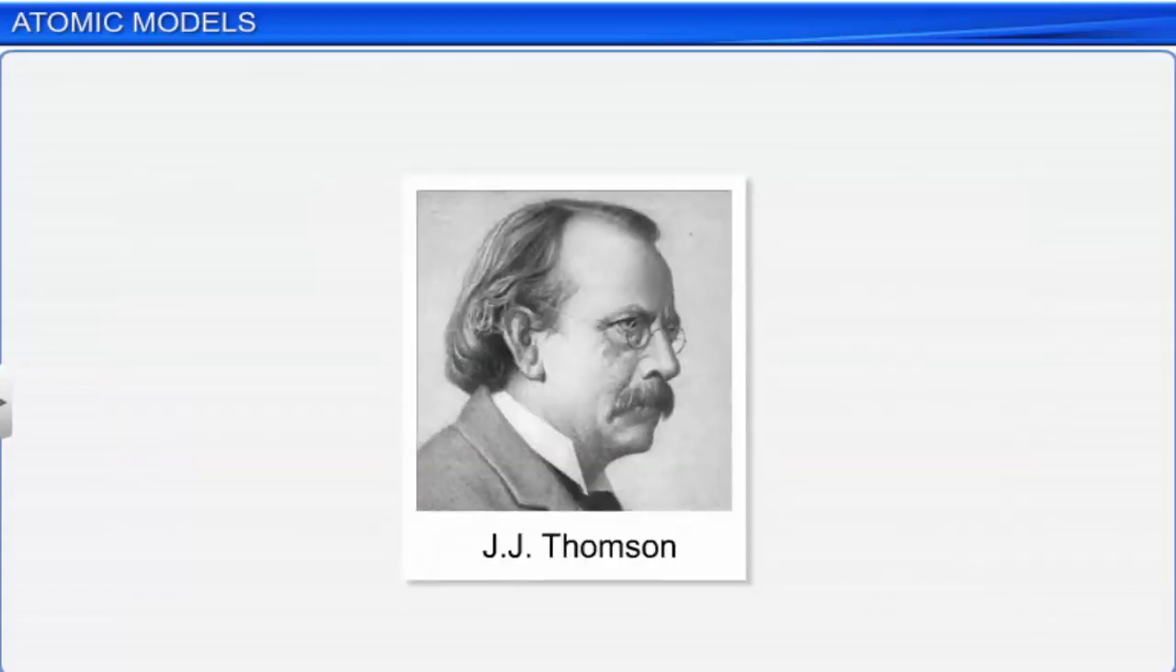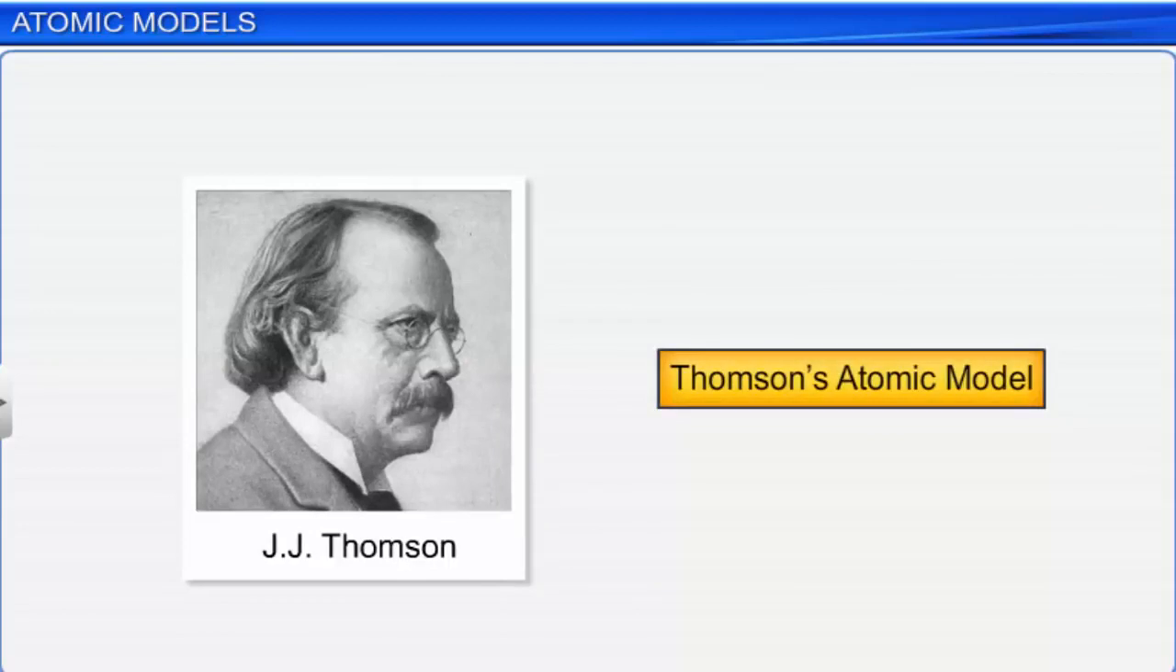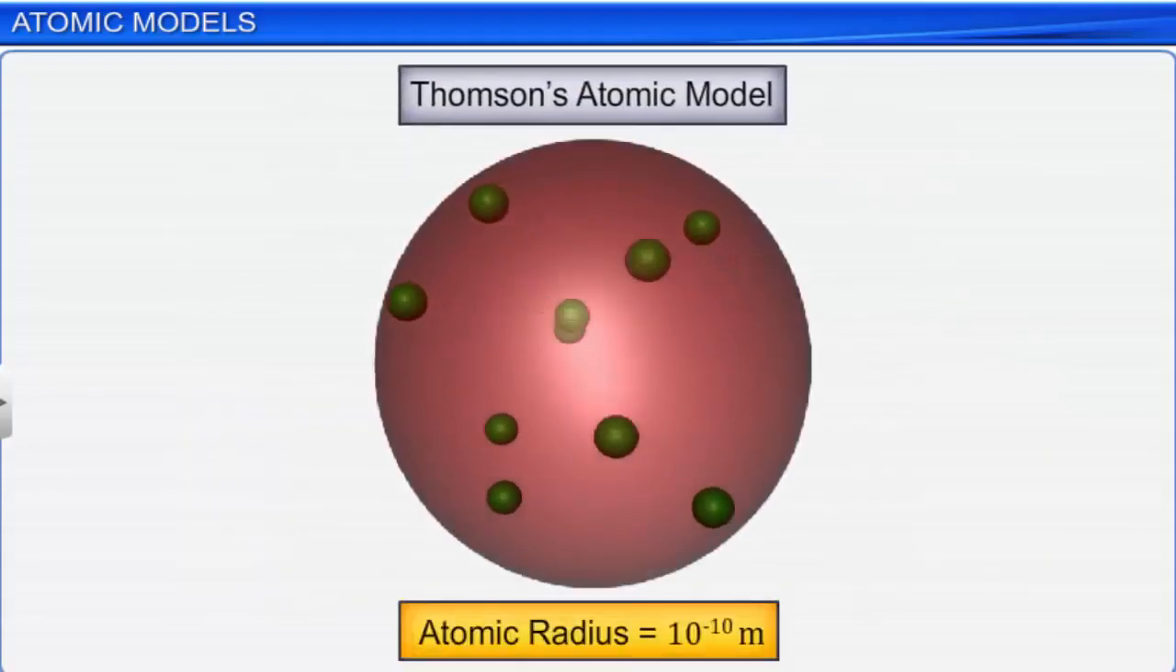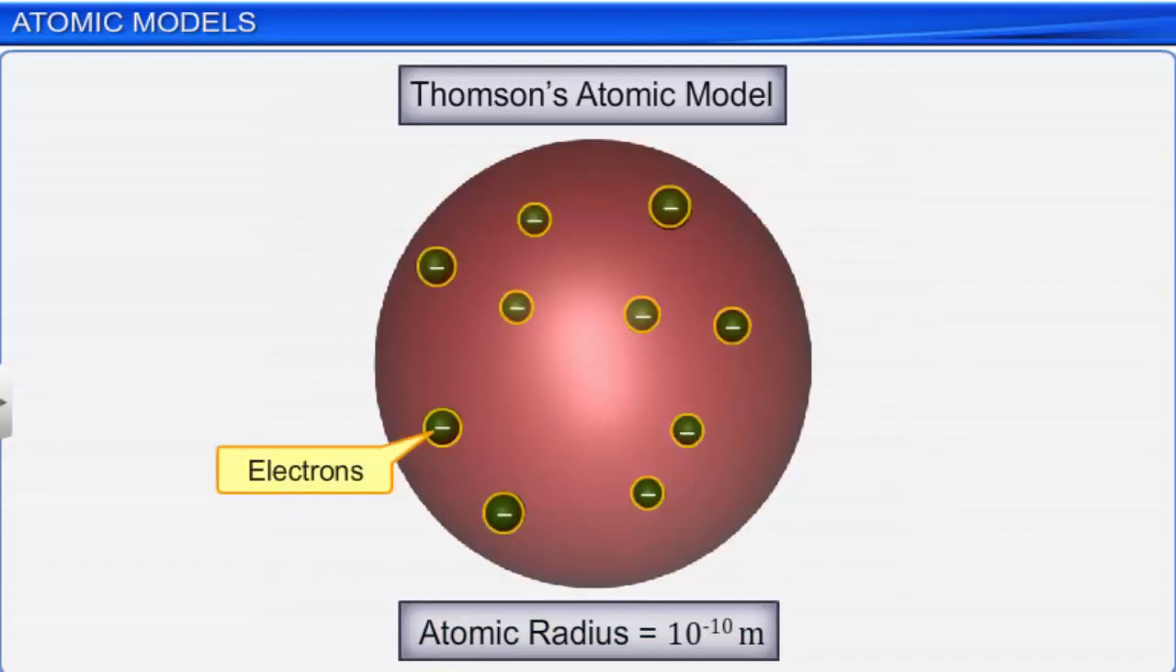J. J. Thomson, in 1898, proposed the atomic model called Thomson's atomic model soon after the discovery of electrons. According to this model, an atom is a sphere of radius 10 to the power minus 10 meter with uniform distribution of mass and positive charge, with negatively charged particles called electrons embedded in it.